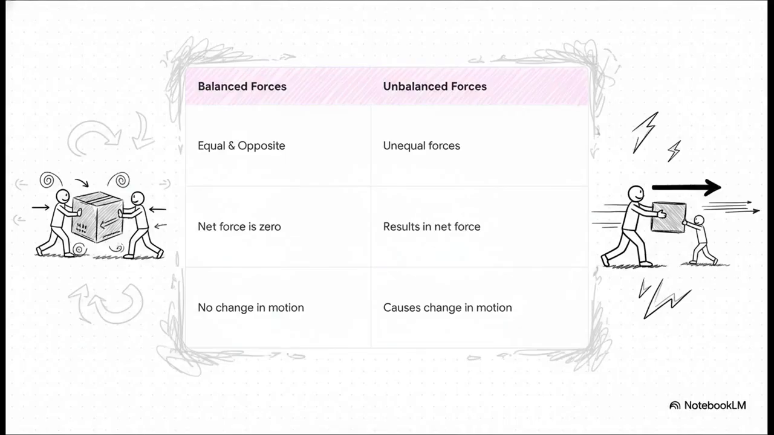Now, this is a very interesting idea, the difference between balanced and unbalanced forces. Imagine a game of tug-of-war. If both teams are pulling with the exact same strength, the rope doesn't move, right? Those are balanced forces. The net force is zero. But the moment one team pulls just a little bit harder, the forces become unbalanced. There is now a net force and the rope starts to move. So, the most crucial point to remember is this: only an unbalanced force can change an object's state of motion.